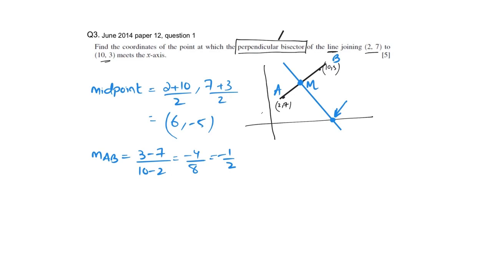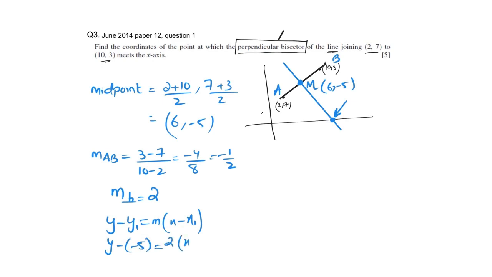So if the gradient of AB is minus half, then the gradient of the perpendicular bisector would be 2, and the equation of the perpendicular bisector would be y minus y1 equals m times x minus x1. So now we will substitute the point M, which is 6, -5: y minus (-5), the gradient is 2, x minus 6, and simplify this equation. We get y equals 2x minus 7. That's the equation of the perpendicular bisector.